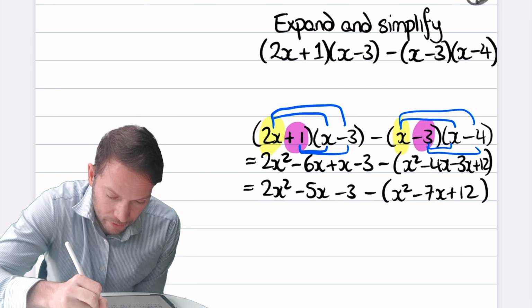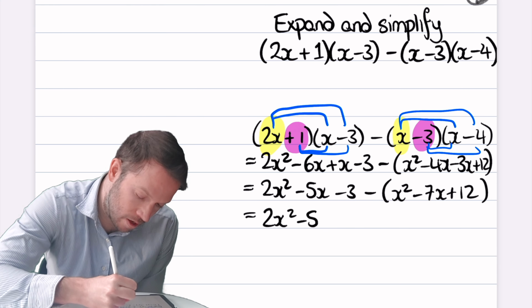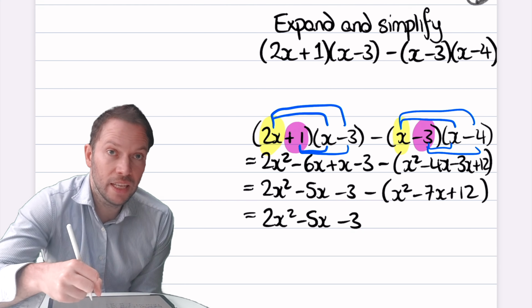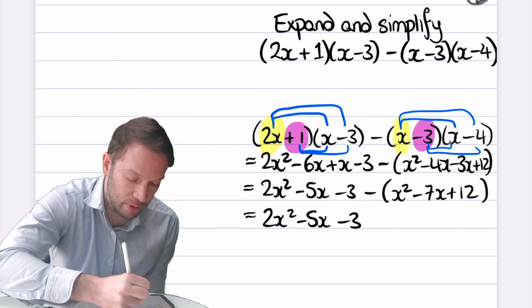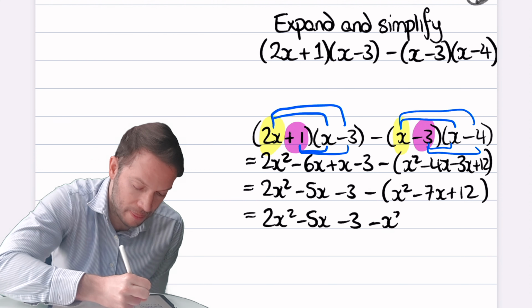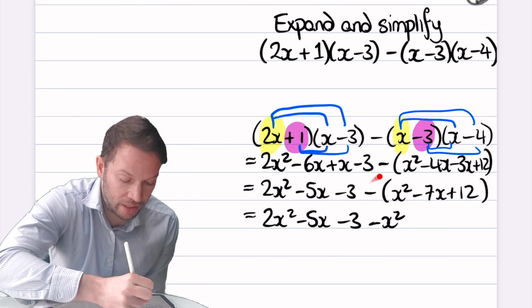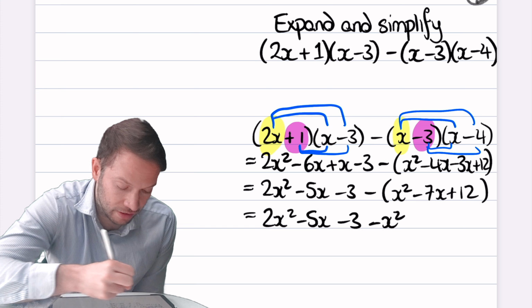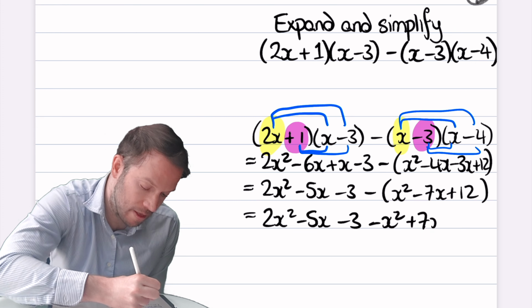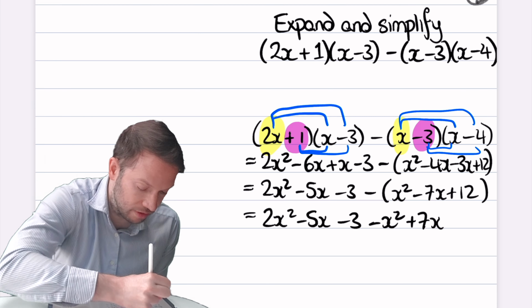So now what I do, if I just copy this on the front, we're going to subtract each thing in the bracket. So we're subtracting x squared, so we've got minus x squared, and we're subtracting minus 7x. Minus minus 7x becomes plus 7x, and we're subtracting the 12, so you get minus 12.